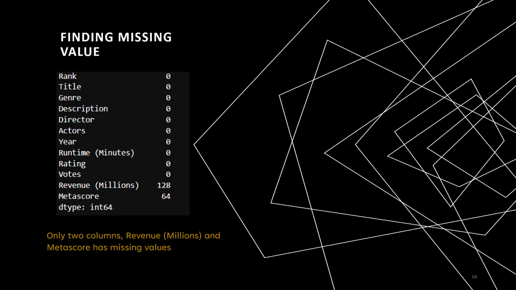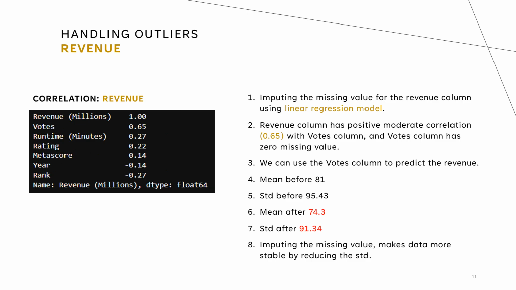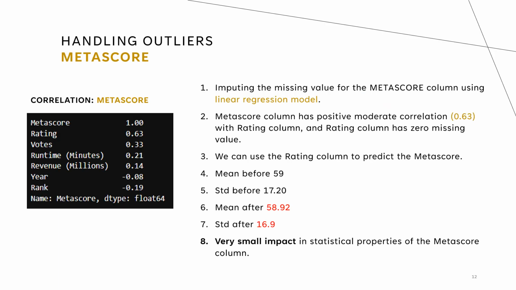Now we move to missing values. Only two columns, revenue and metascore, have missing values. We will handle these missing values using a linear regression model. As we see, the voter and revenue columns have a moderately positive correlation, so we use voters to predict the data for revenue. The same method has been followed for the metascore, which has a moderately positive correlation with rating.